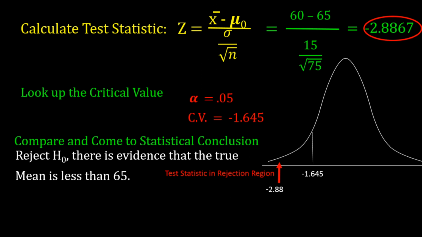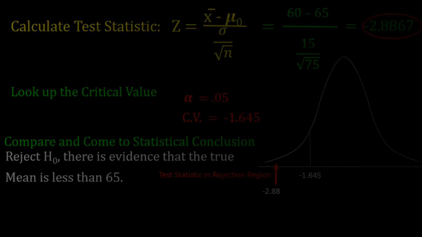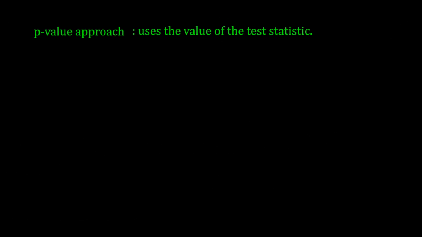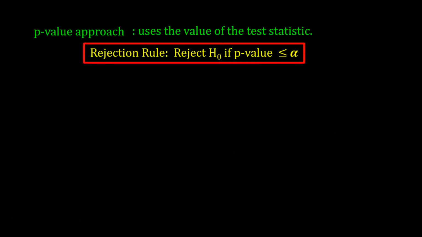What we just did was a hypothesis test using the critical value approach. Now let's see how this could be done using the p-value approach. The result, of course, will be the same, but the process is just a little different. Remember, we did this a couple slides back for the two-tail test. The p-value approach uses the test statistic to compute the p-value, and then that p-value is compared with alpha. The rejection rule is as follows. We will reject the null hypothesis if the p-value is less than or equal to the alpha value.